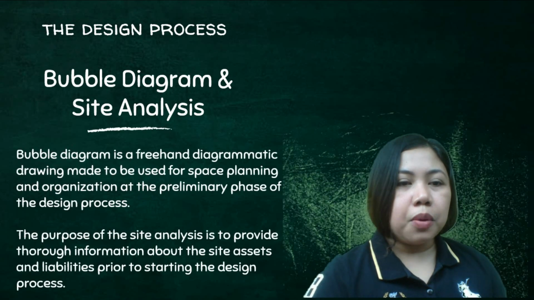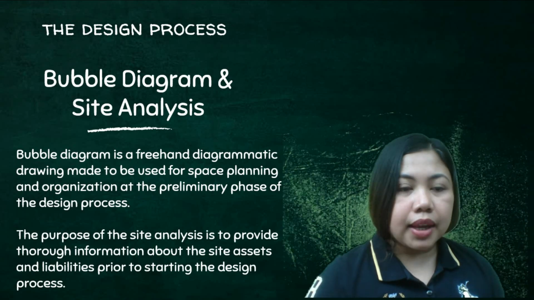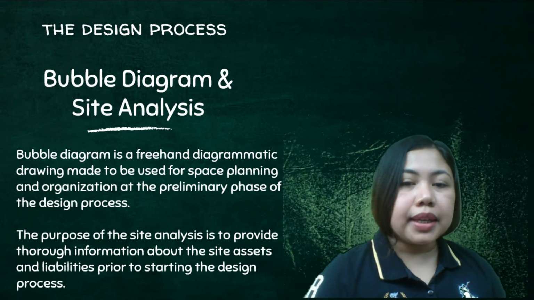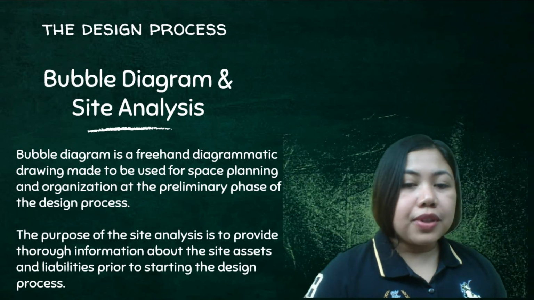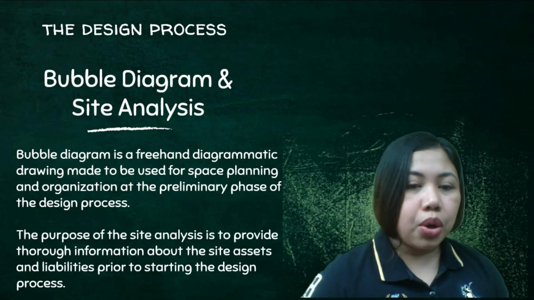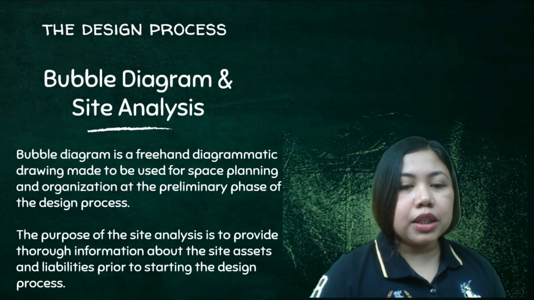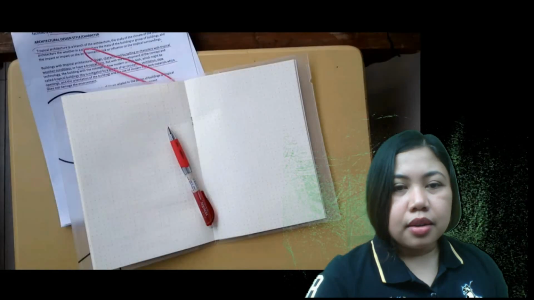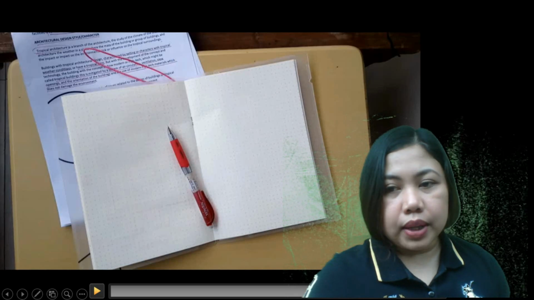Okay. So by definition, a bubble diagram is a freehand diagrammatic drawing made to be used for space planning and organized at the preliminary phase of the design process. The purpose of the site analysis is to provide thorough information about the site assets and liabilities prior to starting the design process. So here's my demonstration of how I do it.